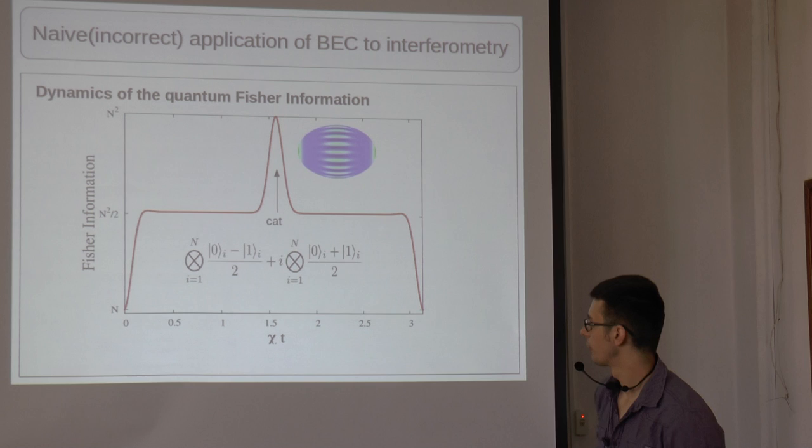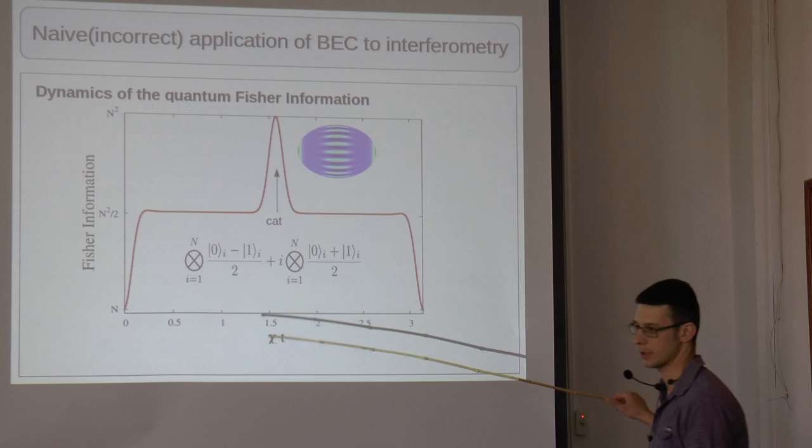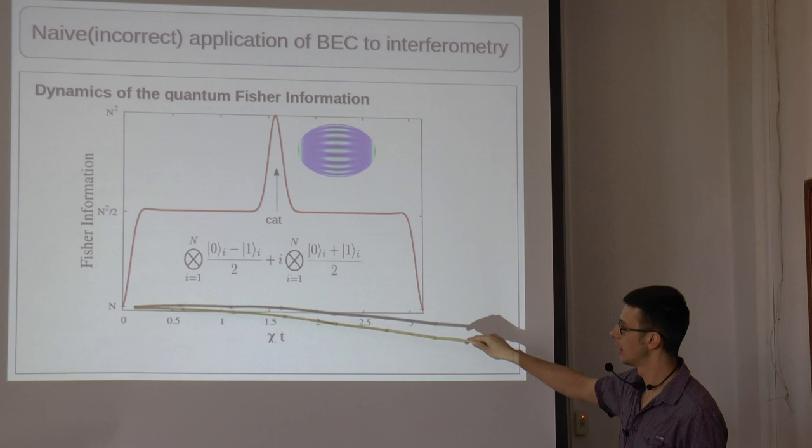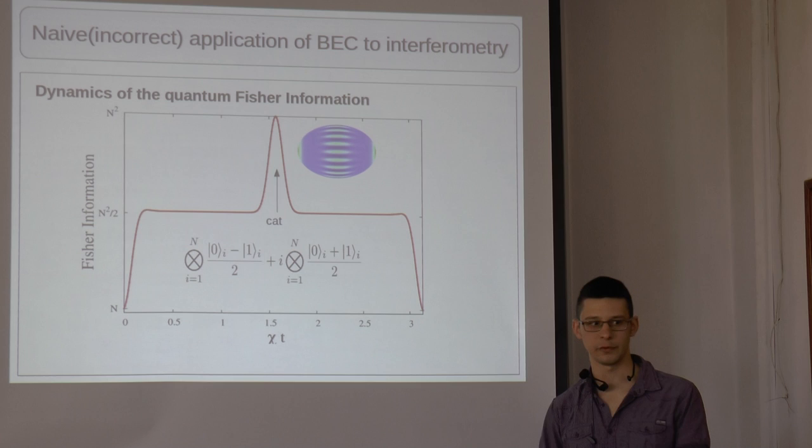On the other hand, if you look at the evolution of the Fisher information as a function of time, you will see that this is increasing from n. So initially we have a coherent state. For a coherent state, this Fisher information is n, up to n square, which is the best possible Fisher information for qubits, for n qubits.